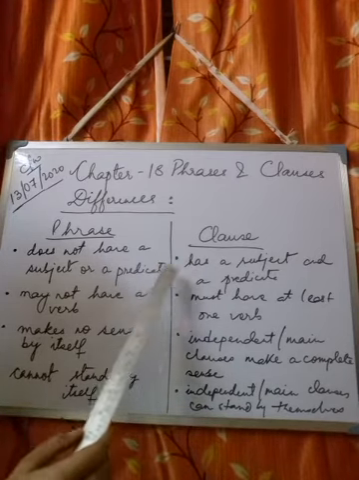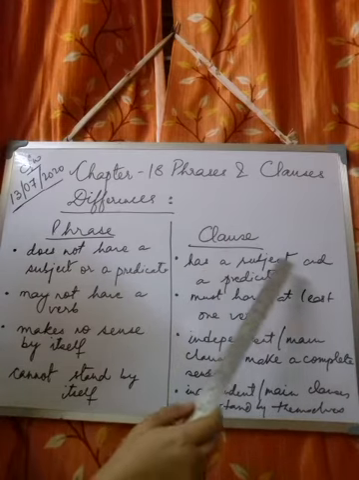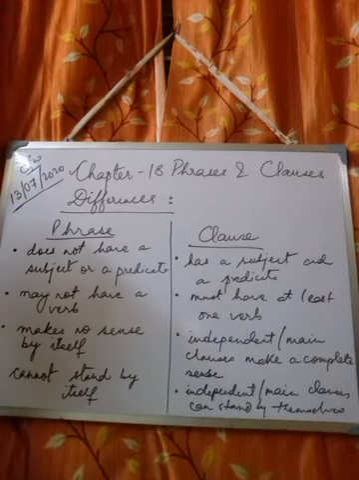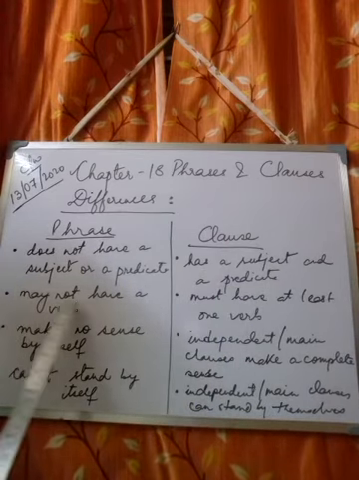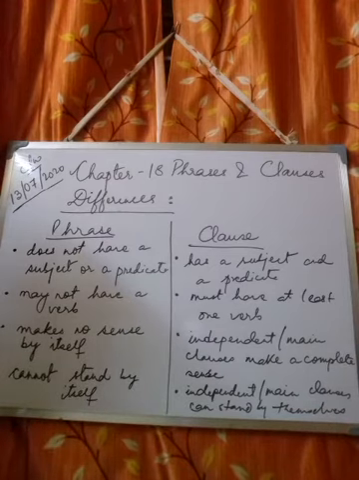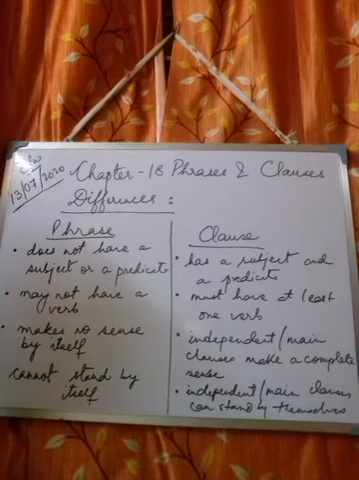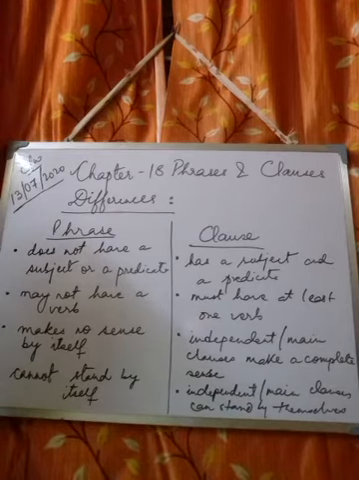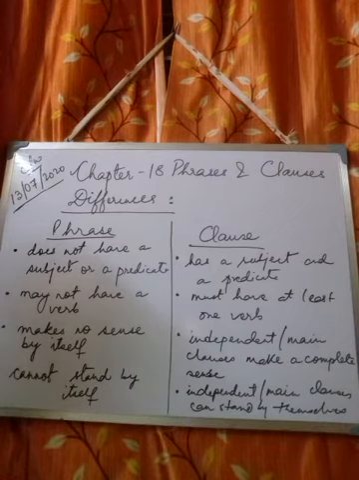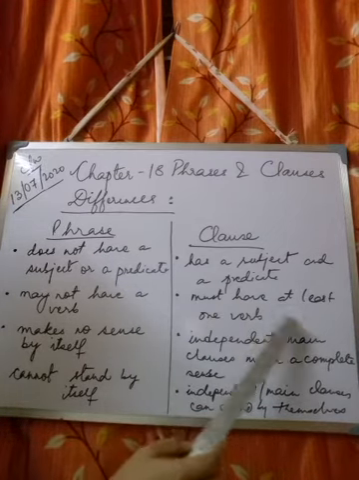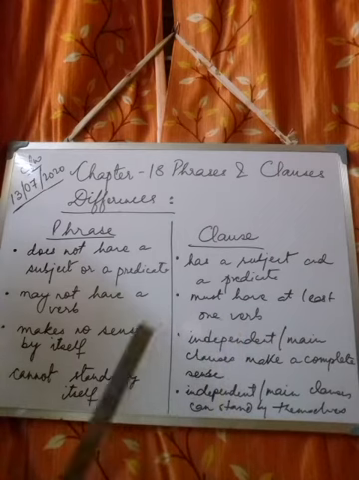In contrast to this, a clause will have a subject and a predicate. We have learned this just now. A phrase may not have a verb. I have written here may not because it is only the verb phrase which will contain a verb. But apart from the verb phrase, no other phrases, be it adverb, adjective, noun, will contain any verb. But a clause must have at least one verb.